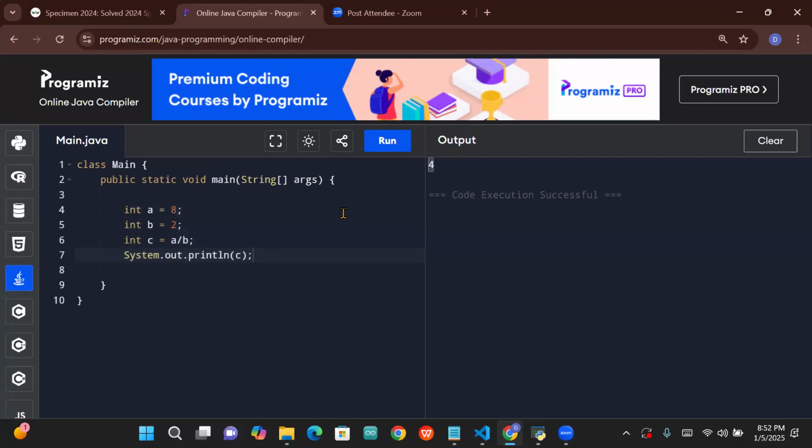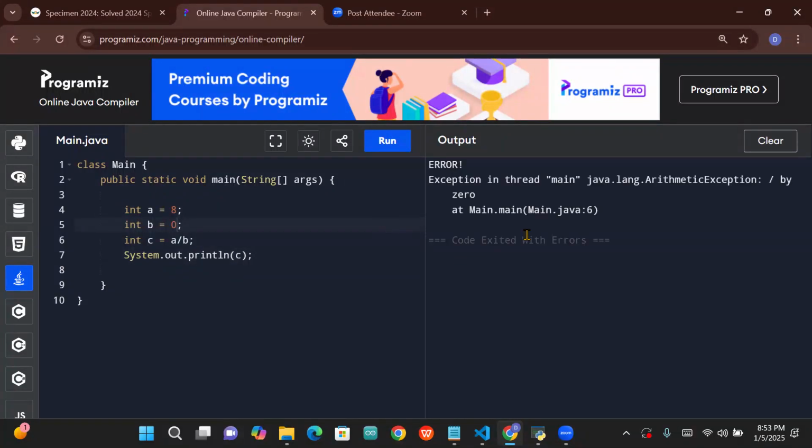But for some particular value, you will get some error. When the user enters the value of b as 0, you will get an error: divide by 0. You can see, you are getting an error, divide by 0.